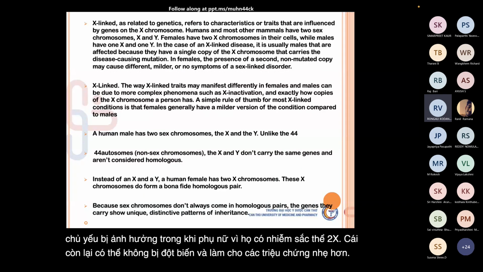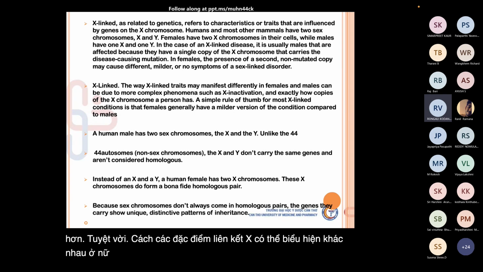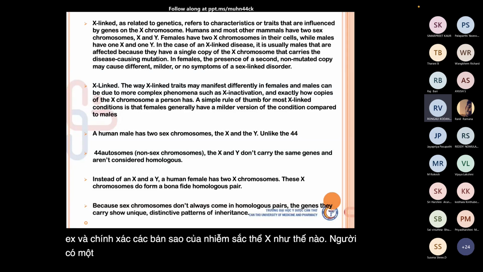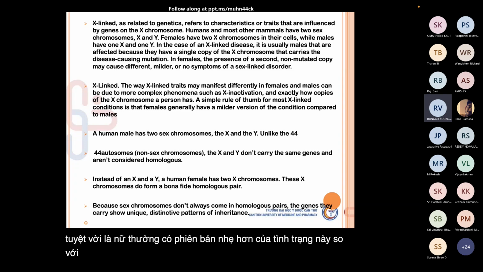X-linked traits may manifest differently in females and males due to more complex phenomena such as X inactivation and exactly how many copies of the X chromosome a person has. A simple rule of thumb for most X-linked conditions is that females generally have a milder version of the condition compared to males. So this explains the same point as the top one.